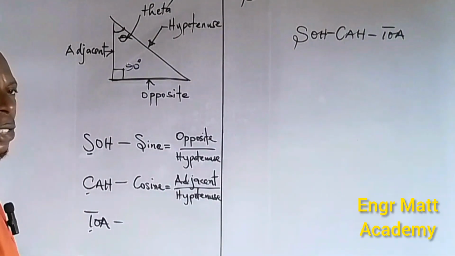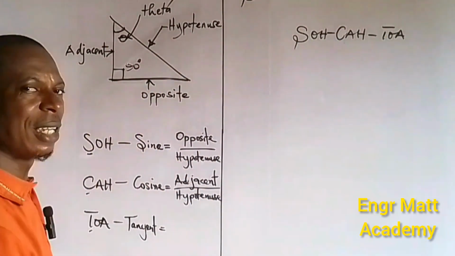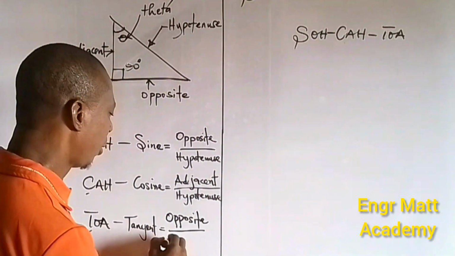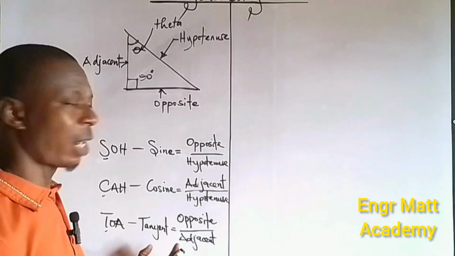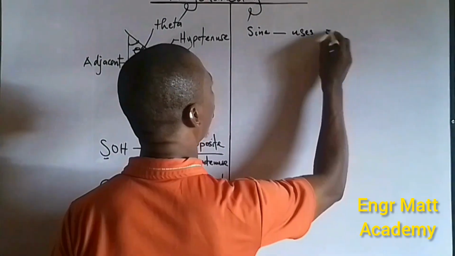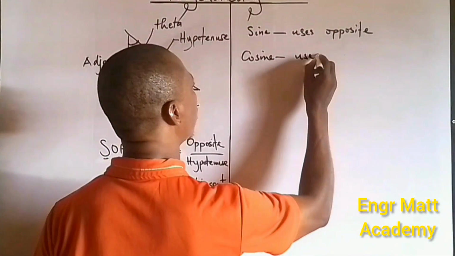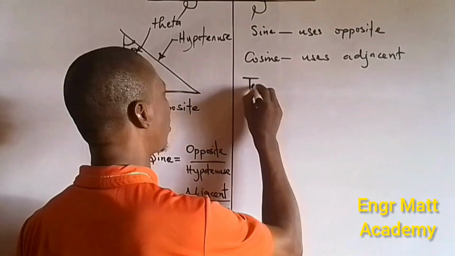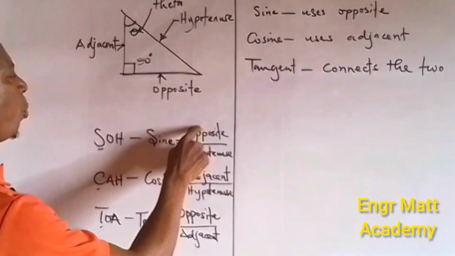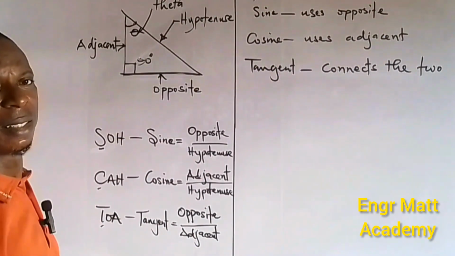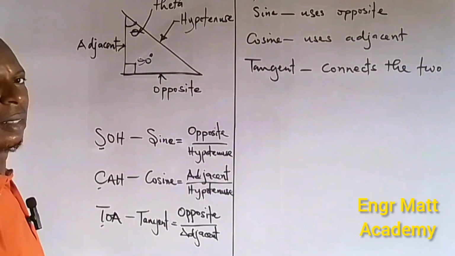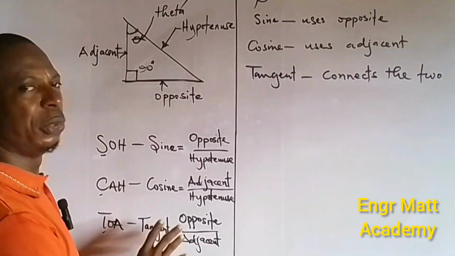And the T in TOA is tangent. Tangent is equal to opposite over adjacent. You don't need to cram this. Just understand it as sine uses opposite, cosine uses adjacent, and tangent connects the two. What are we talking about? Sine uses opposite, cosine uses adjacent, and tangent connects both opposite and adjacent. Once you understand this, you don't need to cram this.